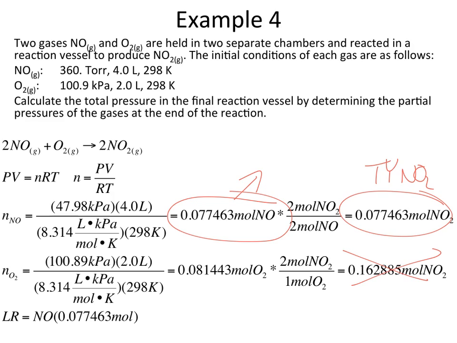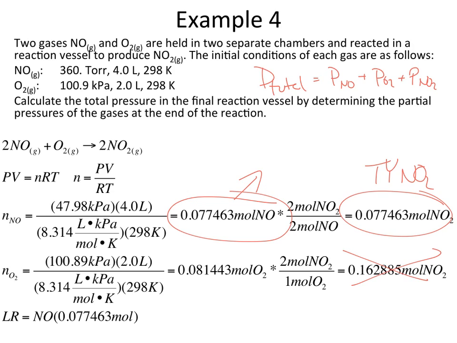So our next step: our limiting reagent, we figured out. And if we remember our P total, I'm just going to say our P total is equal to P_NO plus P_O2. These are our two reactants, plus P_NO2, our final product. Now, our limiting reagent, if you remember, gets used up completely. I'll say that again. Our limiting reagent gets used up completely.